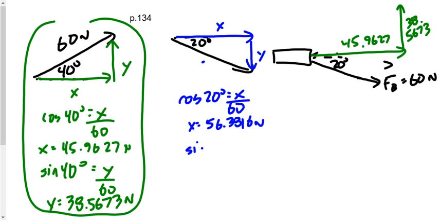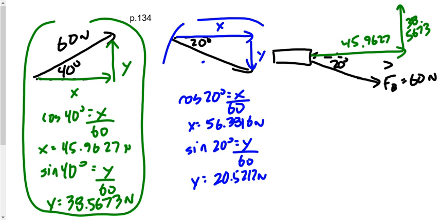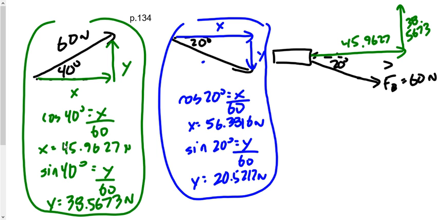And then we'll say sine 20 degrees is equal to y over 60. 60 times sine 20 gives me 20.5212. Let's box that off over there as well, because it's kind of an aside thing. Now, whether you're solving for those x and y components using sine and cosine, like I do, or using the sine law or cosine law, we should end up with the same numbers for x and y components.